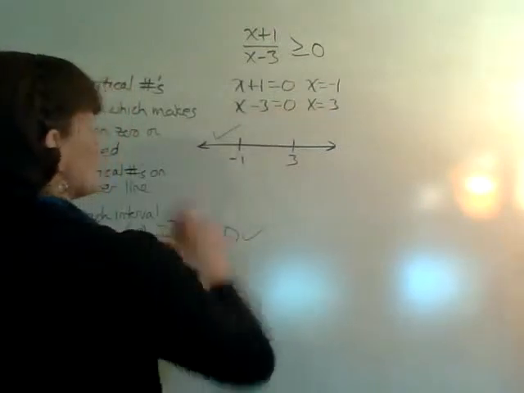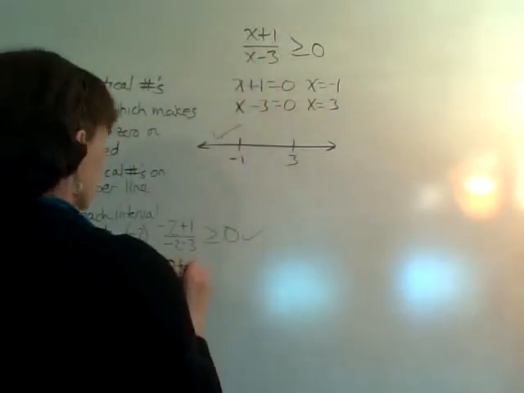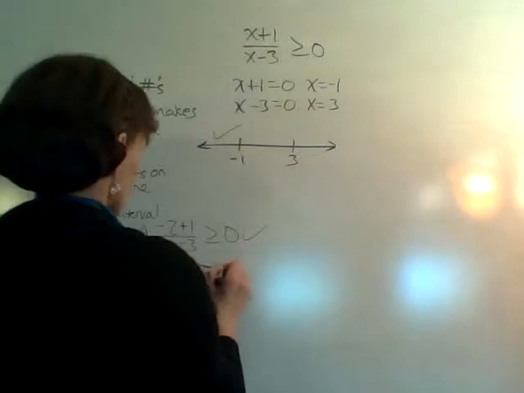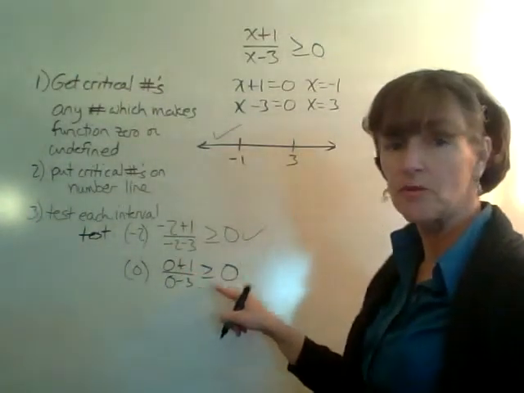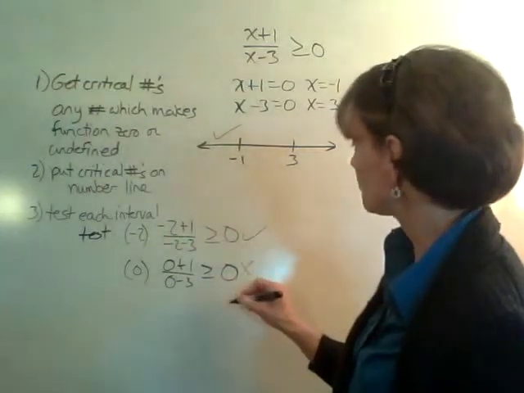All right, now, if I put a number in here, let's use 0. We'll see if these numbers work. So 0 plus 1 over 0 minus 3. Well, 1 over -3 is a negative number, so no, those numbers do not work.